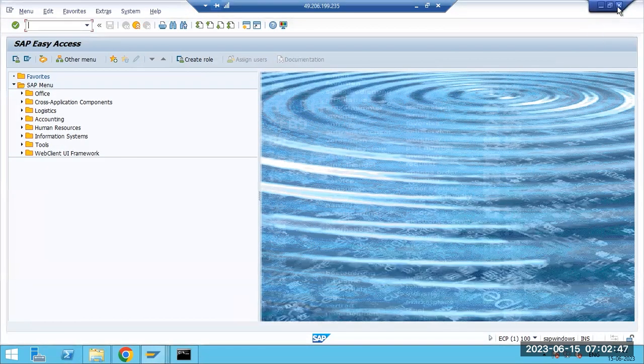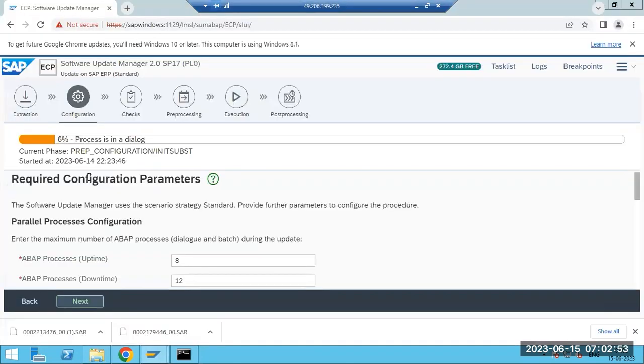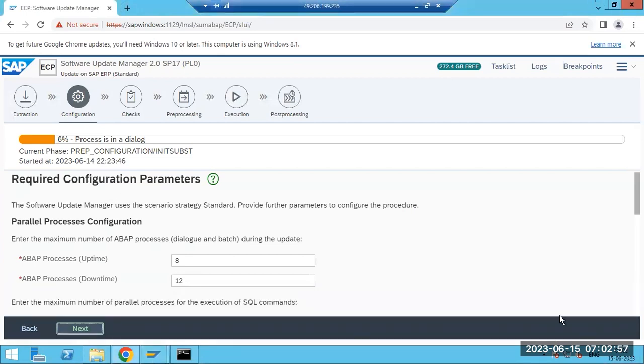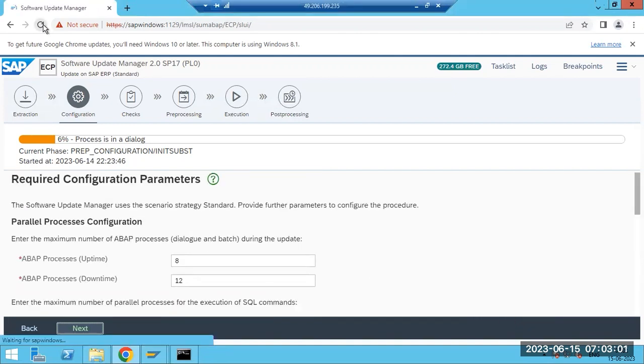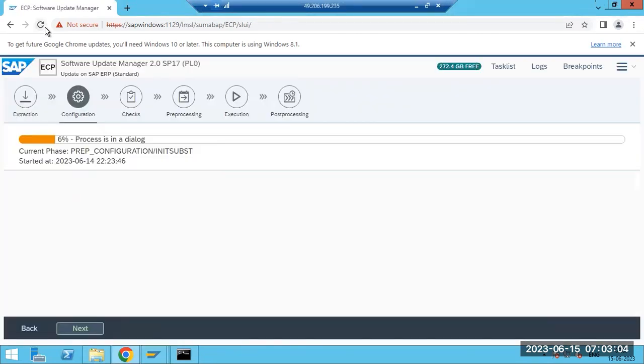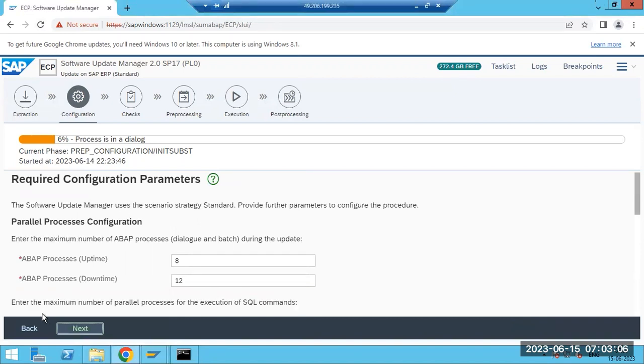Okay, so shall I uninstall the add-ons using SAINT? Yes, we can do that. Okay, so right now we are in a good place.